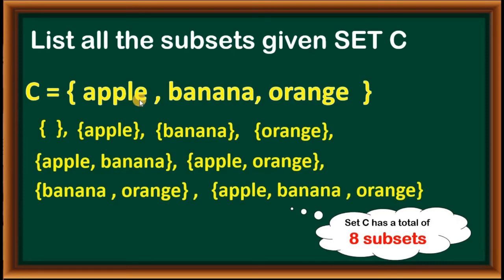So, as you can see, our elements are 3. So, therefore, we also have 8 subsets. 1, 2, 3, 4, 5, 6, 7, and 8.